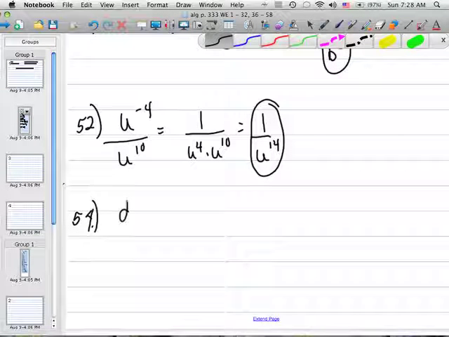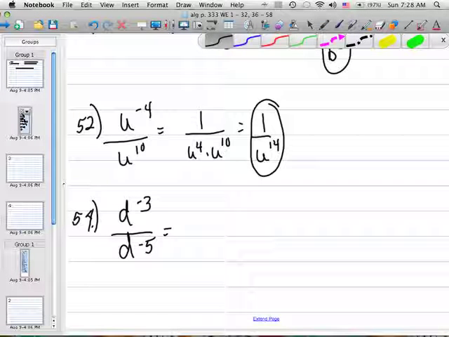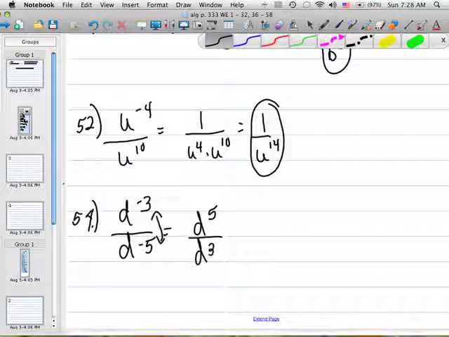54, I have d to the negative 3 over d to the negative 5. They're going to turn around. This is going to come down, this is going to go up. So they just change positions and become positive. That means I can cancel out 3 d's here and 3 d's here. 5 minus 3, I have left d to the 2nd.